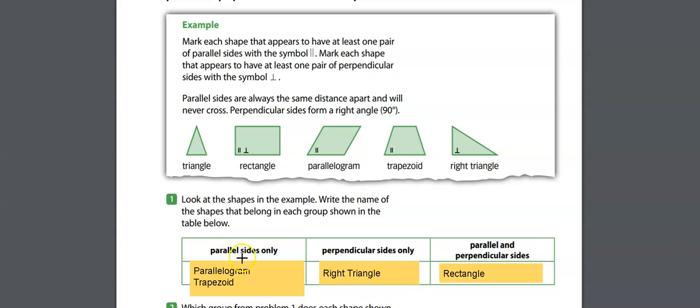So again, the shapes that have parallel sides only will be my parallelogram and my trapezoid because they do not form a 90-degree angle, but they do have sides that do not cross. They have parallel sides. My perpendicular sides only will be my right triangle. I have no parallel sides, but I do have a perpendicular side that forms a 90-degree angle. And parallel and perpendicular sides will be my rectangle. Go ahead and make sure that you have these copied down in your chart. And let's move on to question 2.